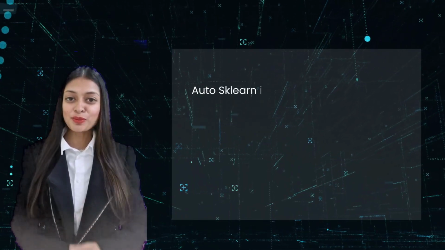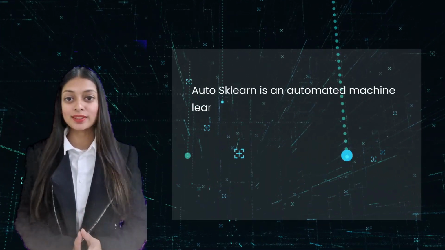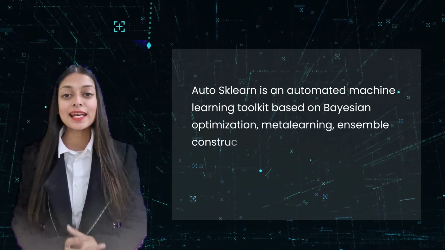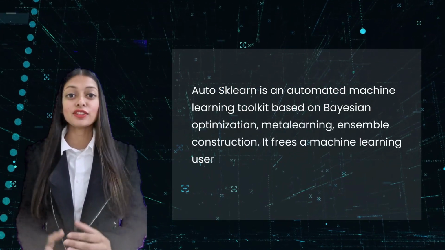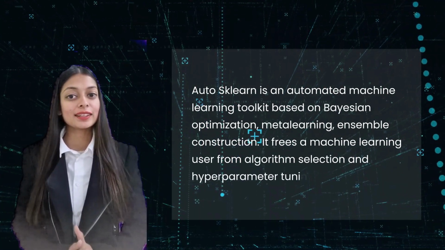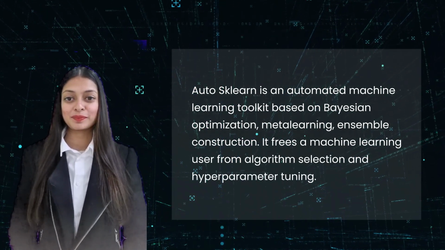AutoSKLearn is an automated machine learning toolkit based on Bayesian optimization, meta-learning, and ensemble construction. It frees the machine learning users from algorithm selection and hyperparameter tuning.